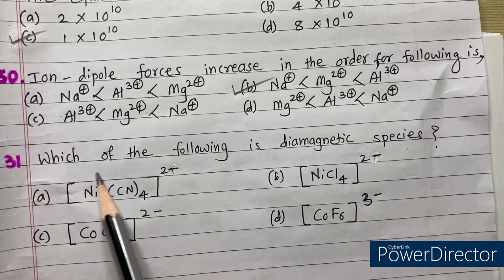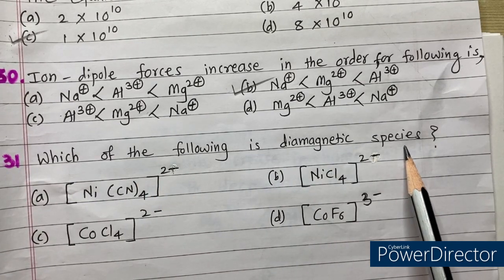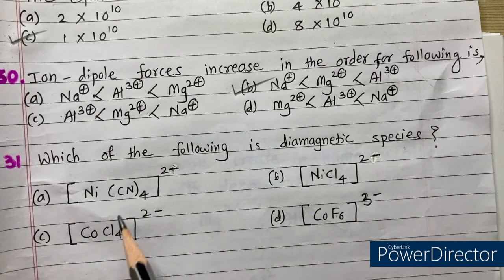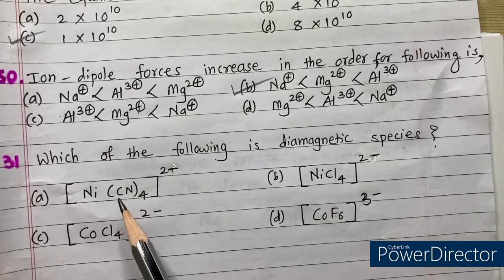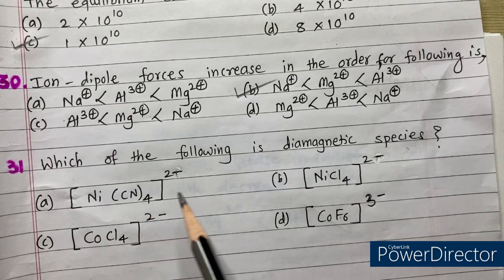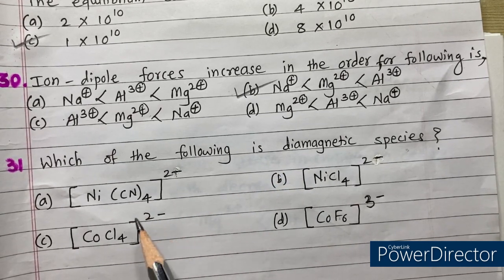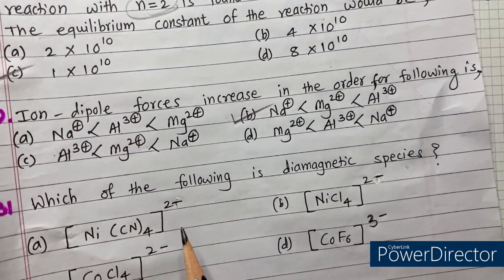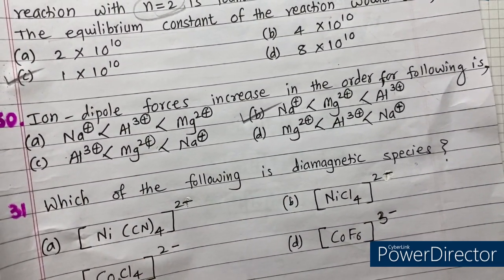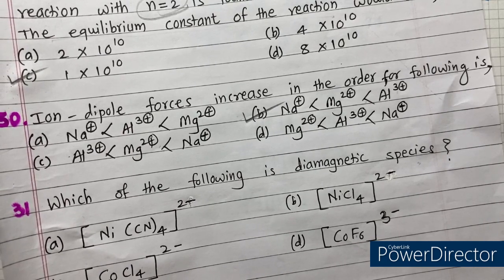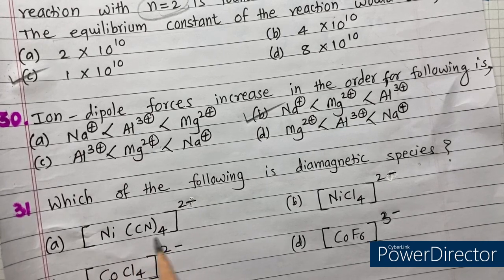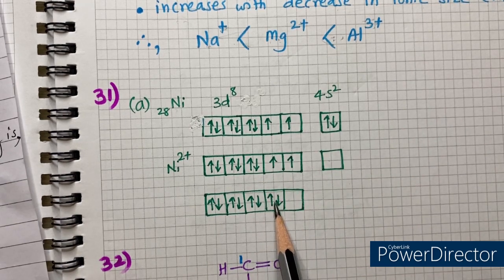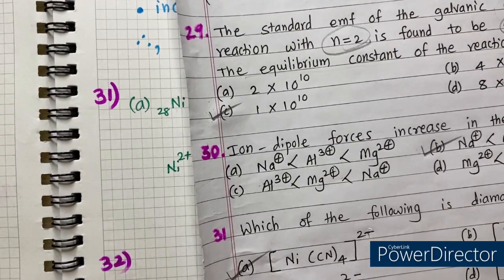This one. Next, which of the following is a diamagnetic species? Diamagnetic species means paired electrons. Now see here the ligands. Mostly what happens is the strong field ligand pairs up. Therefore, if a strong field ligand is there, it is diamagnetic, but some exceptions are there. You have to find out that here nickel, because in the last element, maybe it is a strong field ligand but one unpaired electron may remain. Find out that. Here consider this nickel plus 2, then CN is a ligand, therefore pairing, and it is diamagnetic. That is, the answer is this.